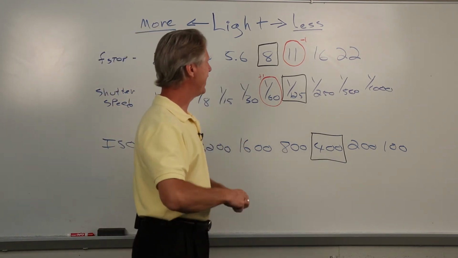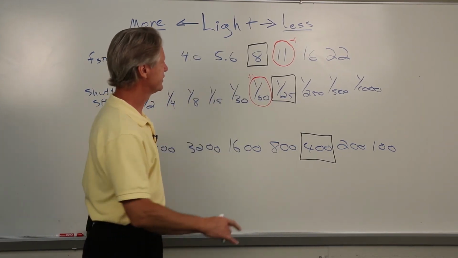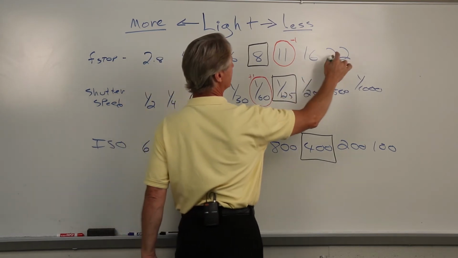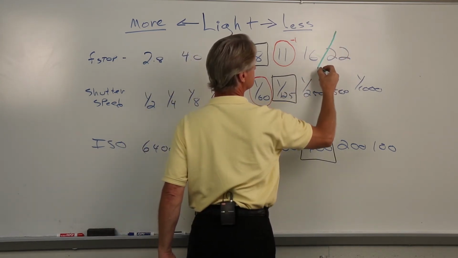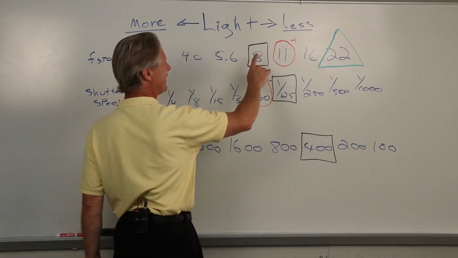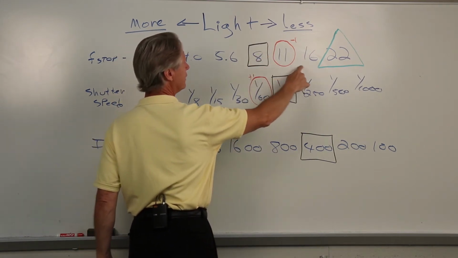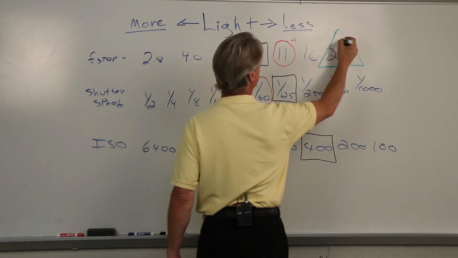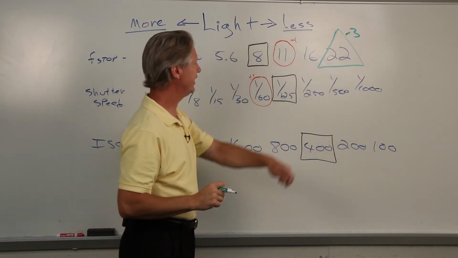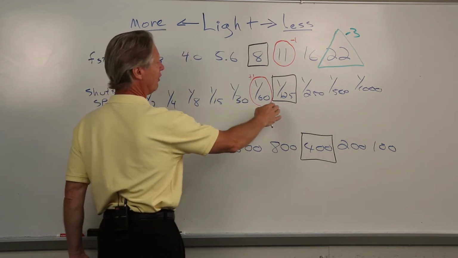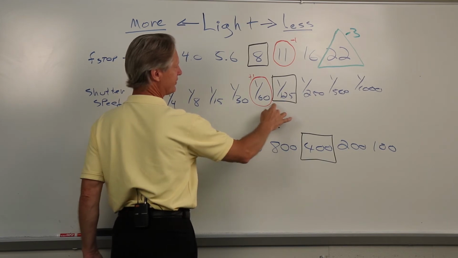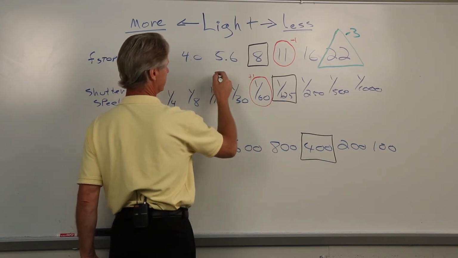Now let's say we want to make a radical change to this. So let's say we want to go in the same direction. f8, let's say we want to shoot this at f22. Okay? So count with me, how many stops is that? 1, 2, 3. That would be -3 stops. We've gone less light, right? Now you're with me, you know where we're going with this. We need to change our shutter speed also 3 stops. 1, 2, 3.